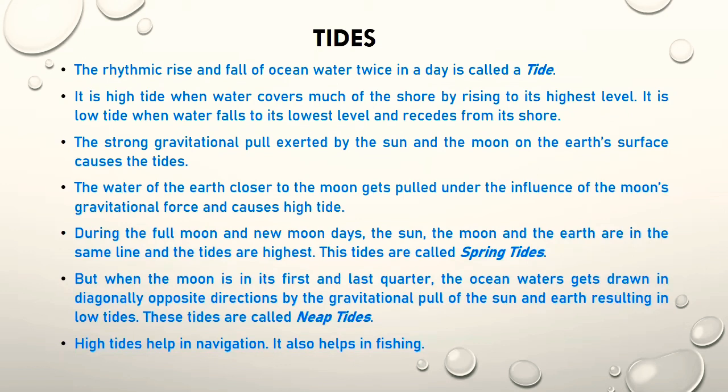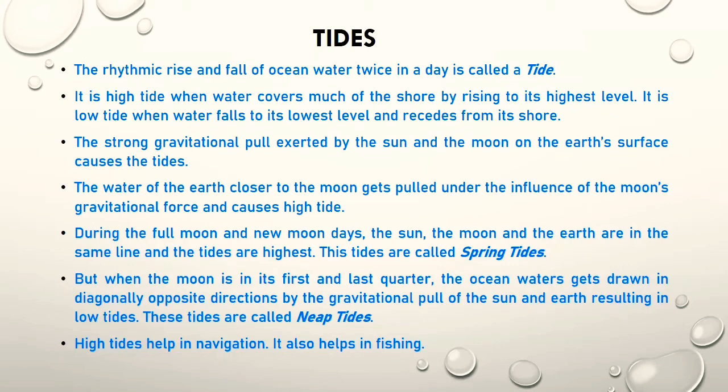And it is low tide when water falls to its lowest level. That means in the low tide, the water falls to its lowest level and recedes from the shore. That means it decreases from the shore.